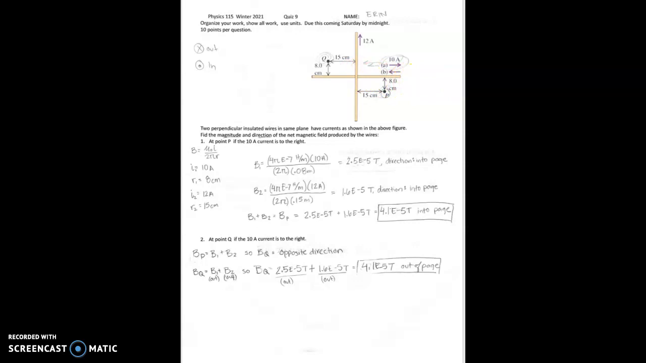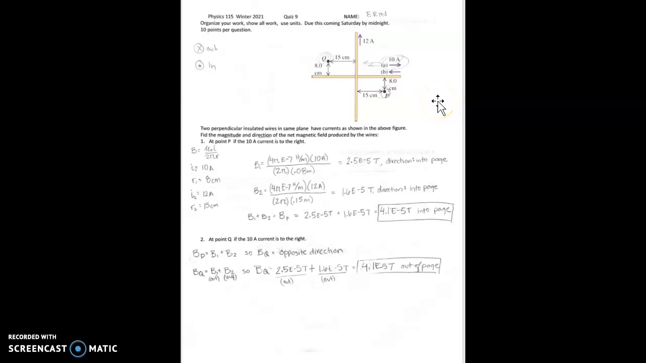I know that the equation for a magnetic field is here, mu naught I over 2 pi r. And so I was given all this information already, so I just plugged them in. And I knew that I was adding them together because they're both directed into the page. And I know this because of the right-hand rule.